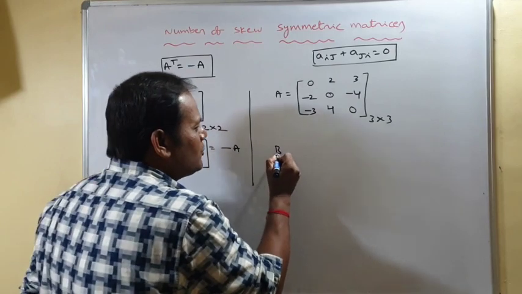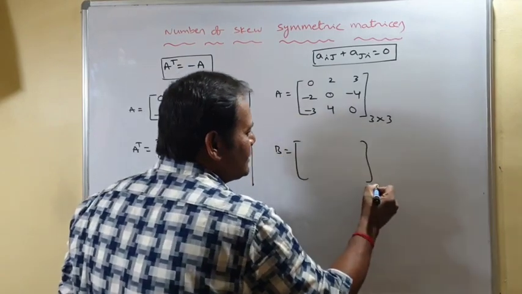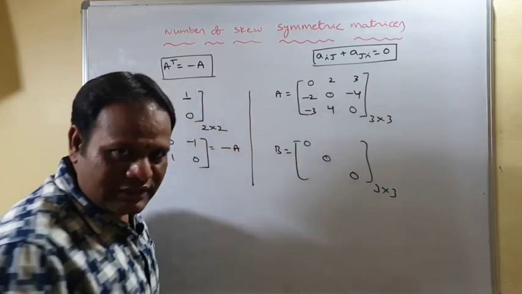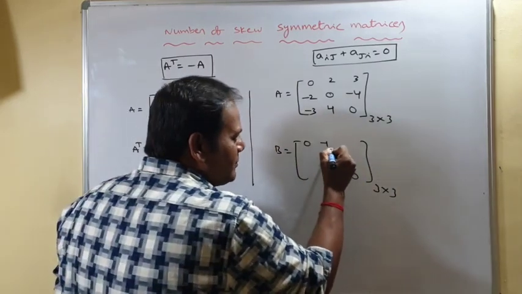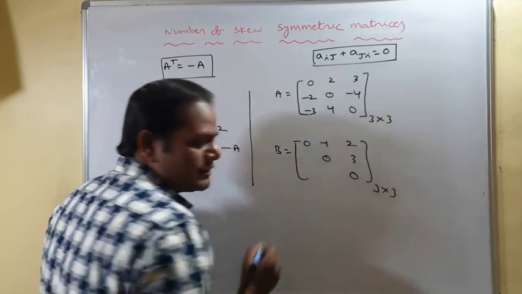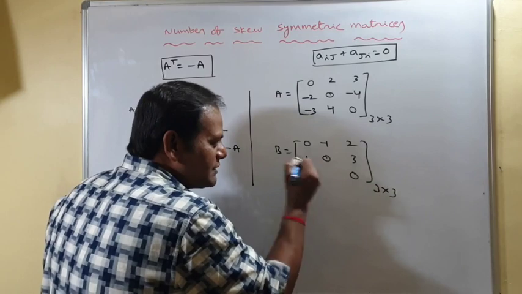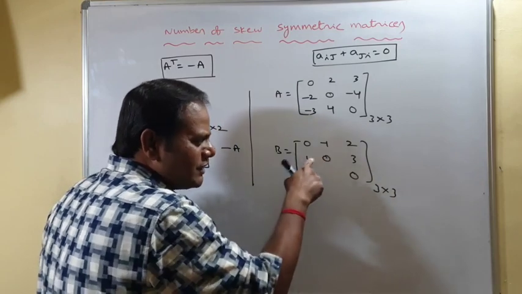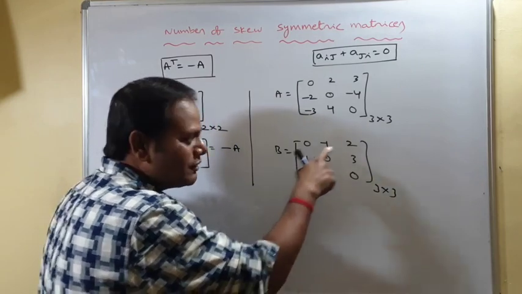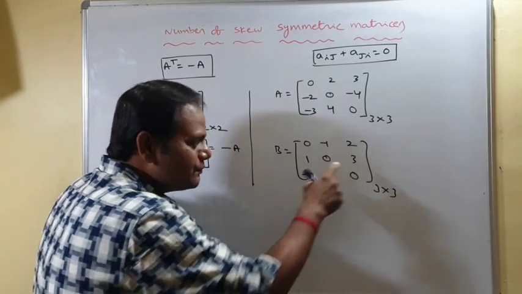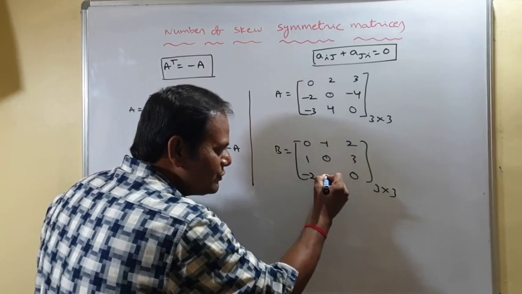Suppose I am taking one more example for skew symmetric of order 3 by 3. The first one, take diagonals zeros. And here you take minus 1, suppose here 2 and here 3. Then here you should take plus 1, as this is minus 1 now. This is 2 now, so here you should take minus 2. This is 3 now, here you should take minus 3.